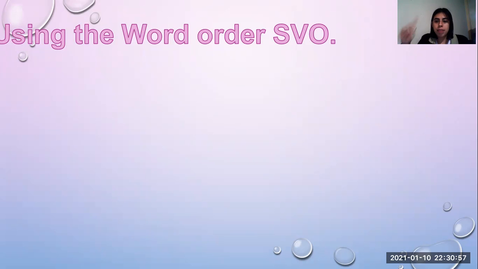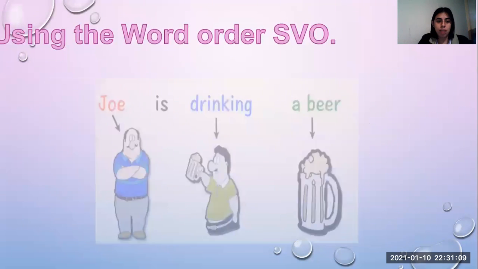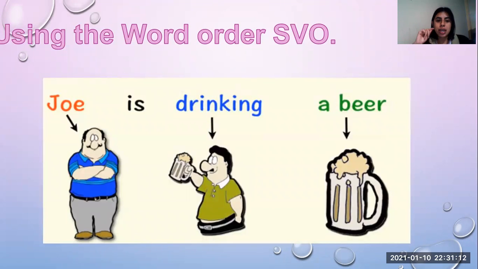So my first tip is using the word order SVO, that is the order that we use in English to build sentence clauses. So we have here, for example, Joe is drinking a beer. The first one is subject, then we have the verb drinking, and the last one is the object, a beer. This sentence has an action verb, drinking, and what is receiving the action is a beer, so a beer is the direct object.